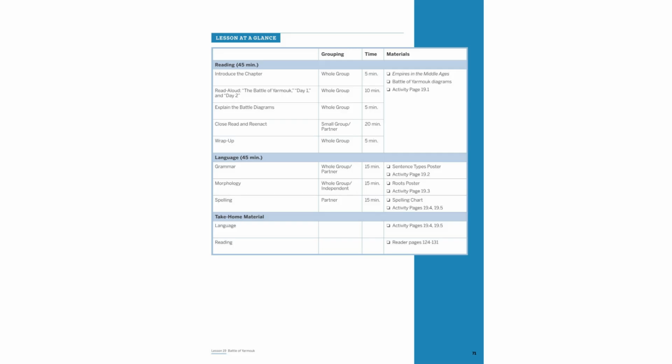The Battle of Yarmouk lesson involves a comprehensive exploration of historical diagrams and narratives. Students will engage in a read-aloud of the Battle of Yarmouk, focusing on days 1 and 2, followed by a detailed explanation of battle diagrams. The session includes a close reading and reenactment in small groups, enhancing understanding through active participation.